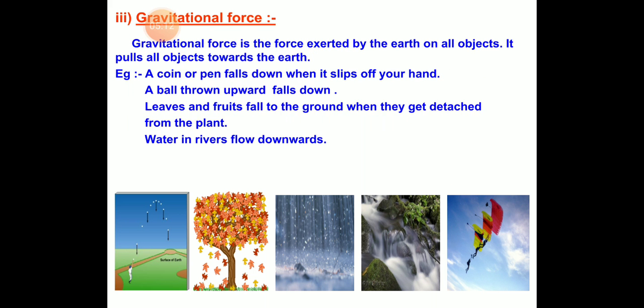Gravitational force is the force exerted by the earth on all objects. It pulls all objects toward the earth. A coin or pen falls down when it slips off your hand. A ball thrown upward falls down. Leaves and fruits fall to the ground when they get detached from the plants. Water in rivers flows downwards. These all happen because of gravitational force.